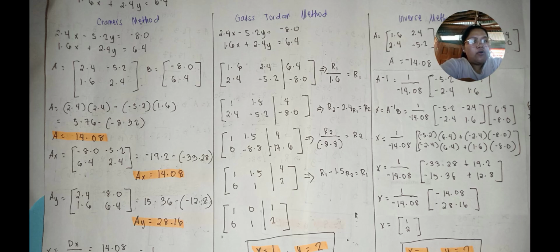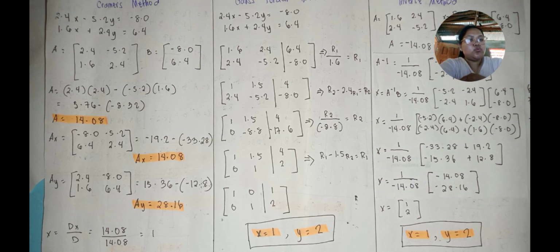So we are now going to make the 1.5 into 0 to make a diagonal of 1 and 1. So row 1 minus 1.5 row 2 is equal to 0. So we have here the values of our x and y. X is equal to 1, y is equal to 2.